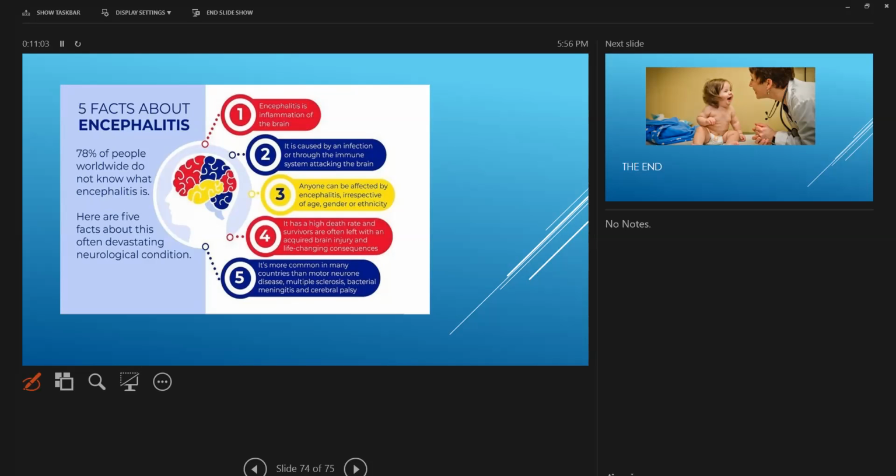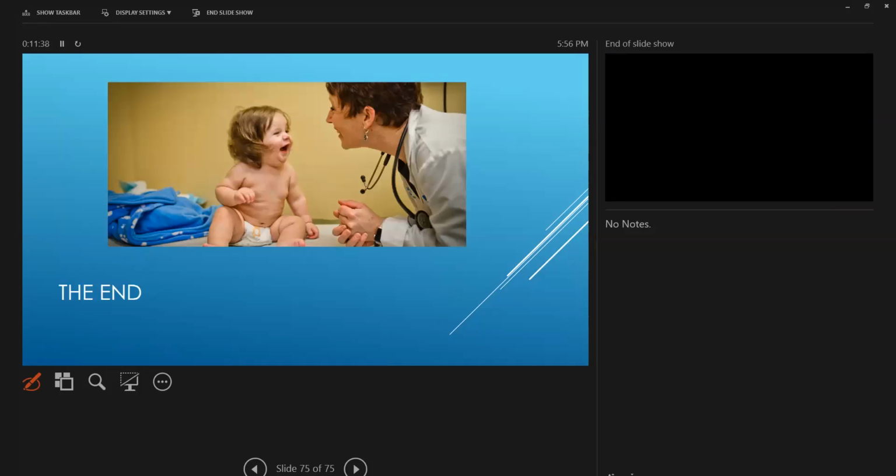Facts about encephalitis. So it's inflammation of the brain caused by the immune system that can attack the brain as well. Anyone can be affected by encephalitis, irrespective of age, gender, or ethnicity. The death rate is high, and survivors are left with acquired brain injuries. It's more common in many countries than motor neuron deficits like multiple sclerosis, bacterial meningitis, or cerebral palsy. So those are just some interesting fun facts. And that is it for pediatric neurology.